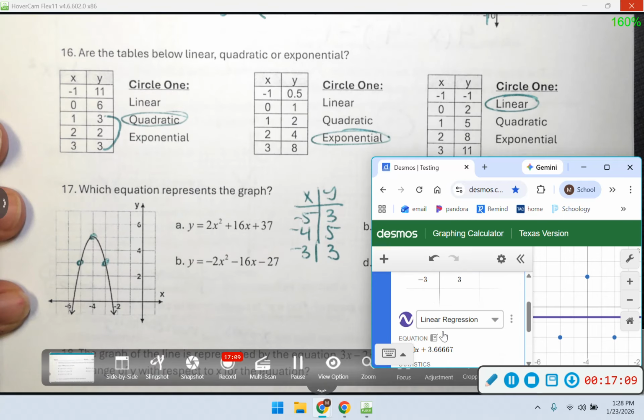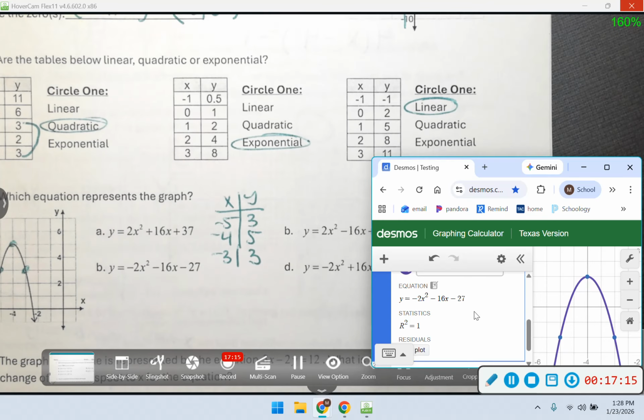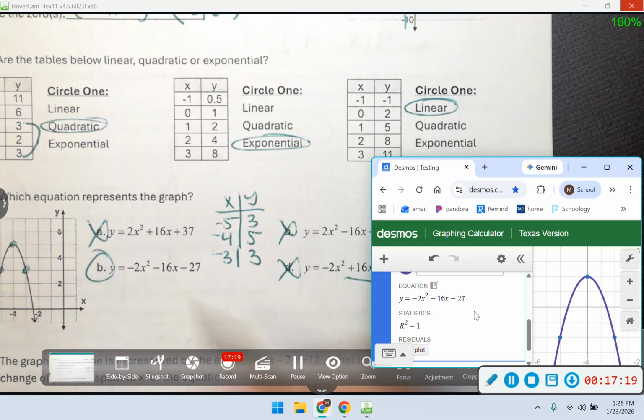Okay, so I'm going to click my magnifying glass, and I know this is quadratic, so we're going to click our fancy button and change it to quadratic. And there's my equation, negative 2x squared minus 16x minus 27. Well, these are positive, and this has a plus, so that one's also wrong. B is my answer.